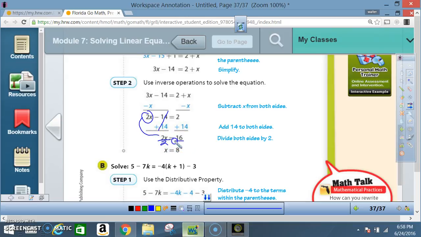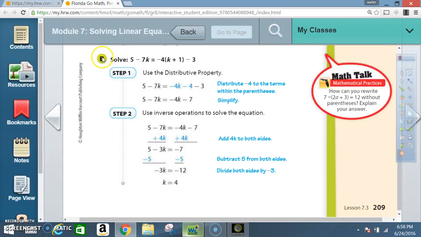both sides by 2. Now what is 2 divided by 2? 2 divided by 2 is 1. So I'm left with just 1x. But notice that the 1 doesn't need to be there, because how many x's do you see? All you see is 1x there, so that 1 is not needed. And then what is 16 divided by 2? 16 divided by 2 is 8. So x is equal to 8.